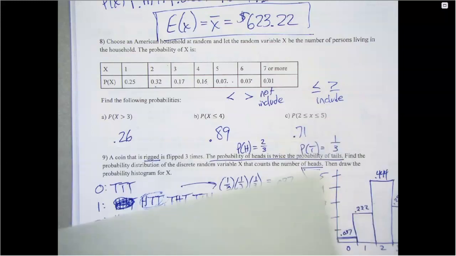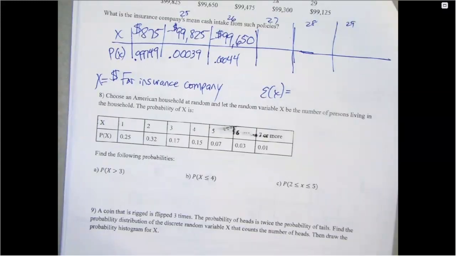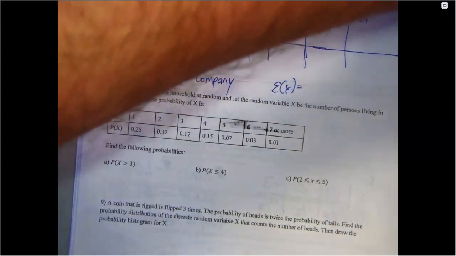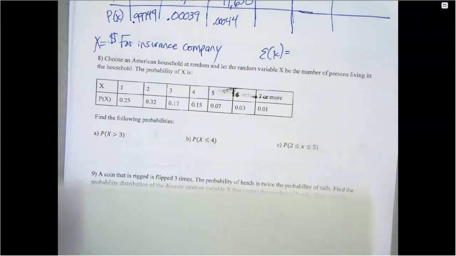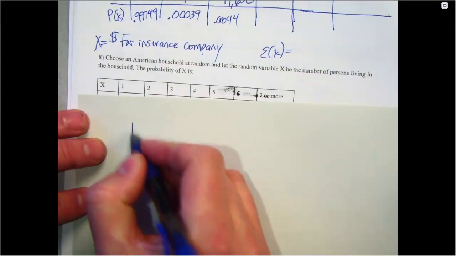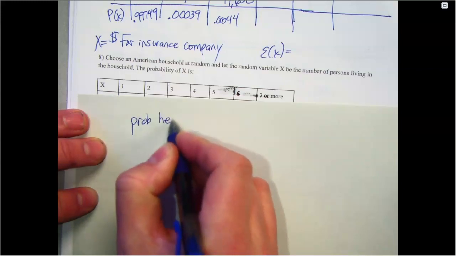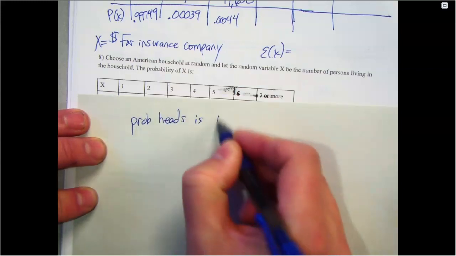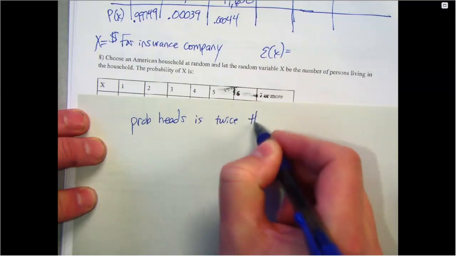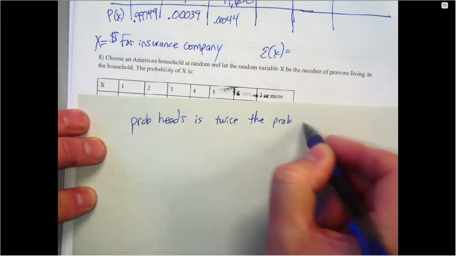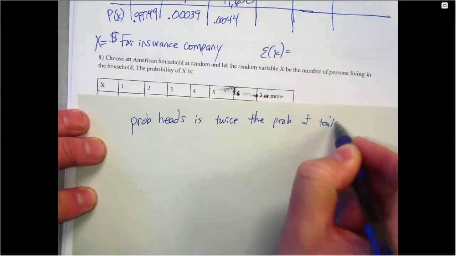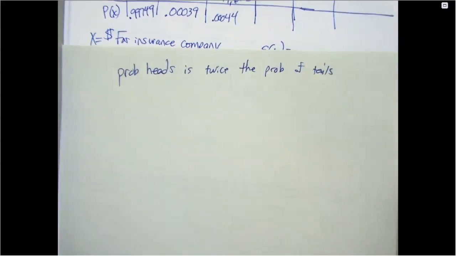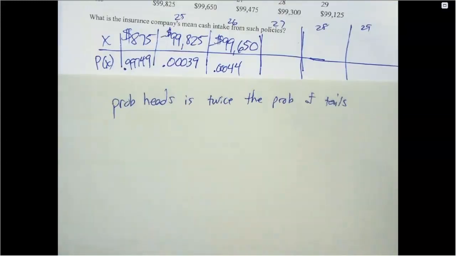Alright, so 9.9 I want to go through. There's a couple tricky parts. They make it really hard to start it, and then the problem's hard in itself. But they say the probability of heads is twice the probability of tails. So it's on us to find out the probability of heads and tails.